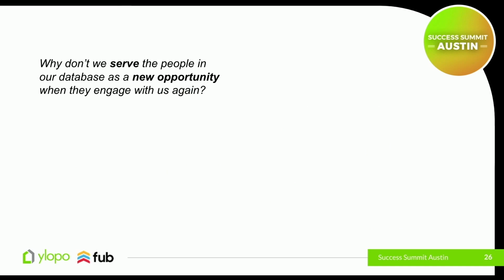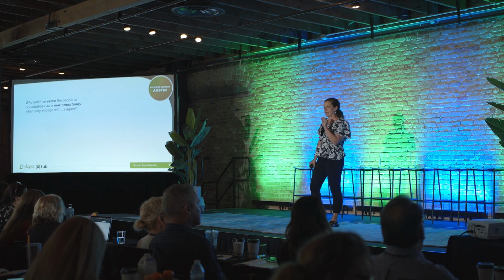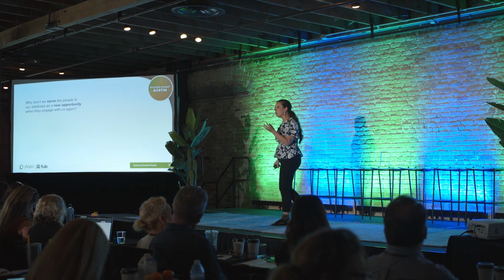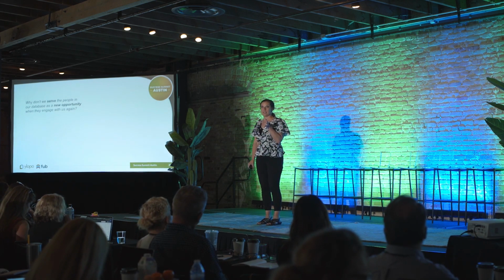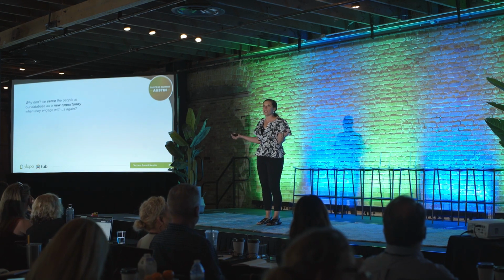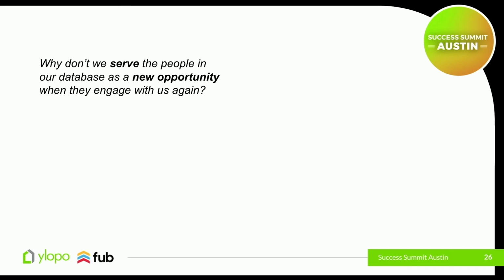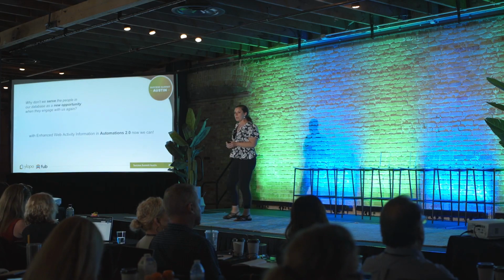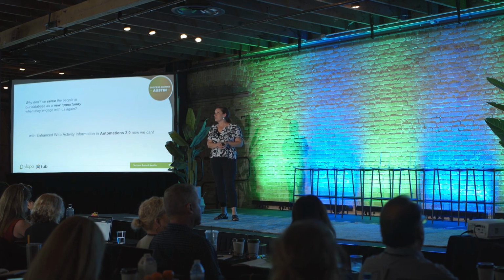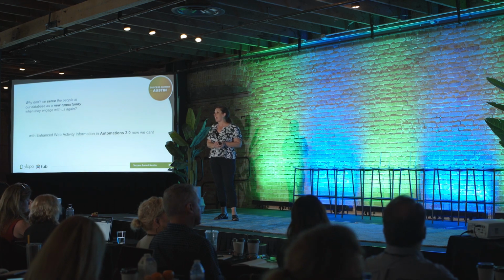So why don't we serve the people that we're working so hard in our database to come back as a new opportunity? Not as a contact card in our database, but as a new opportunity, as if it's a new lead, right? Well, with enhanced web activity information in Automations 2.0, we'll be able to do that.